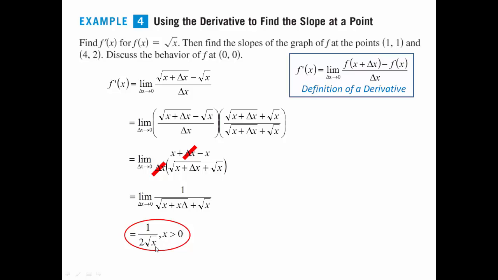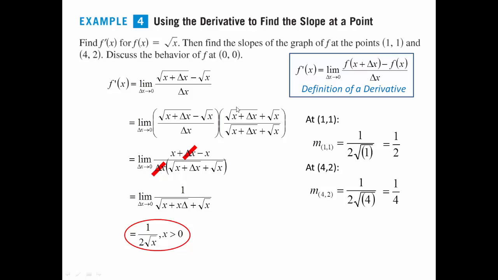There's no negatives in here. Okay, just be careful about that. So at 1, 1, you can plug in that 1 for x. What is the slope at 1, 1? Well, it's going to be 1 over 2 times the square root of 1, which is 1/2. Then what about at 4, 2? Okay, at 4, 2, we're going to put a 4 here, so that'll be 1 over 2 times 2, which is 1/4. And now, discuss the behavior at 0, 0, at the origin.